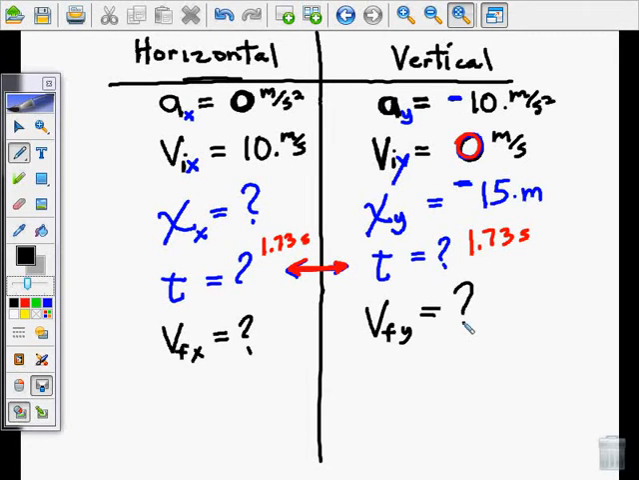Notice, horizontally speaking, if the acceleration is 0, that means that the velocity is not changing. If the acceleration is 0, and originally it was going 10 meters per second, what's that final velocity going to be? We could just write it right on down. 10 meters per second.